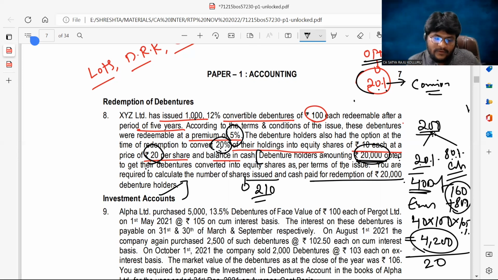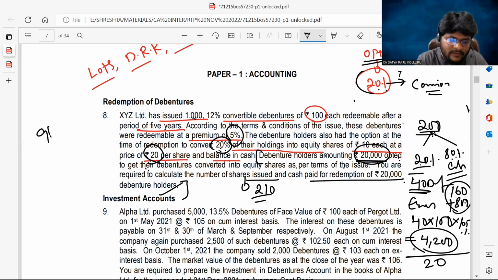Now 960 into, do you understand? 80% applies not to all of them, only this 200 into 80%, because only for the remaining 200 they go for the option. What about the remaining 800? The 800 go straight away for cash. That 800 plus 160, total 960. For such 960 debenture holders, we are paying cash.